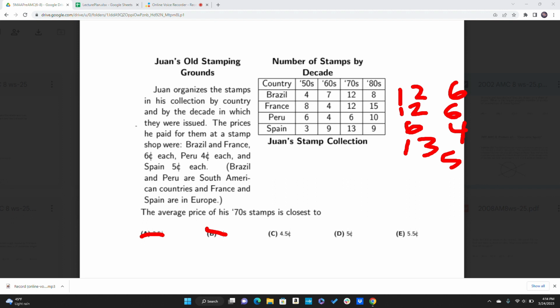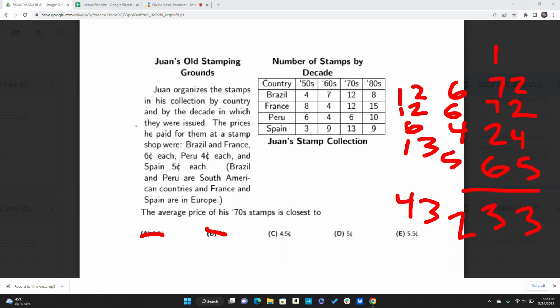12 times 6, we've got 72 cents for his Brazilian stamps. Another 72 for his French stamps. 6 times 4, that's 24 cents for his Peruvian stamps. And then lastly, 13 times 5, that is 65 cents for his Spanish stamps. Adding that up, that's 233 cents. And we're dividing it by the total number of stamps. So that's 12 plus 12 plus 6 plus 13. That's 43. Right, so 233 divided by 43, that's closest to 5.5 cents.